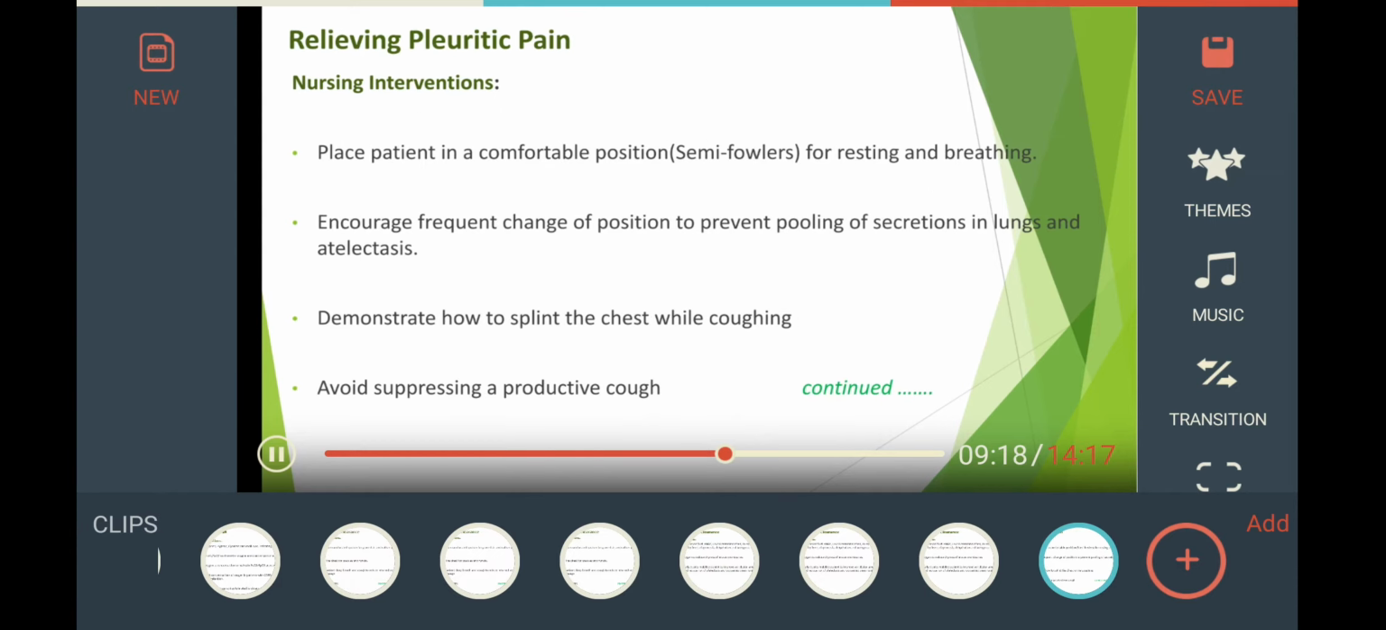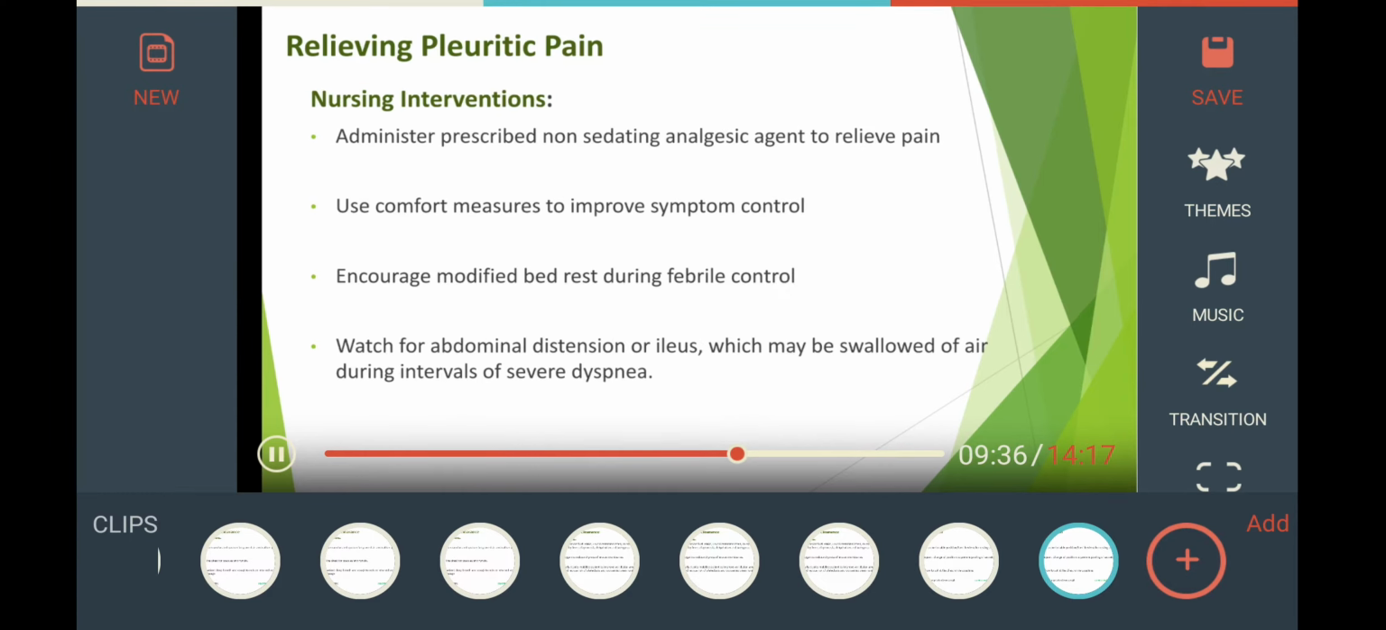Relieving pleuritic pain. Place the patient in a comfortable position, semi-Fowler's, for resting and breathing. Encourage frequent change of position to prevent pooling of secretions in the lungs and atelectasis. Demonstrate how to splint the chest while coughing. Avoid suppressing a productive cough.